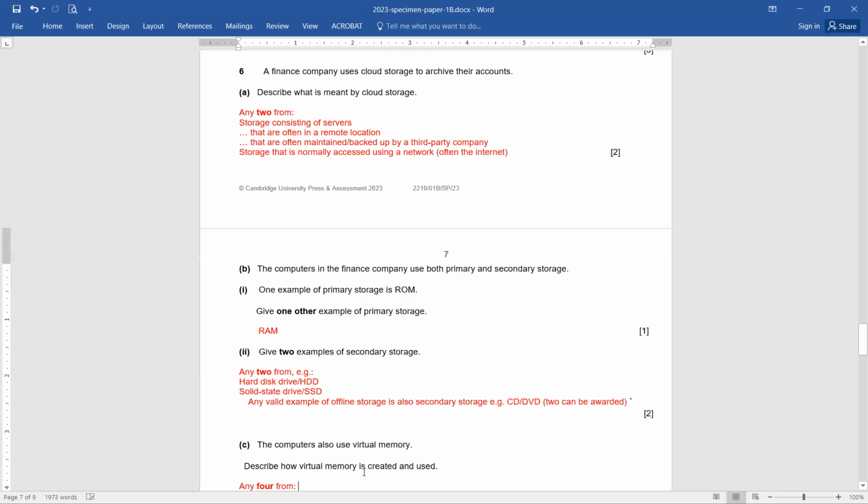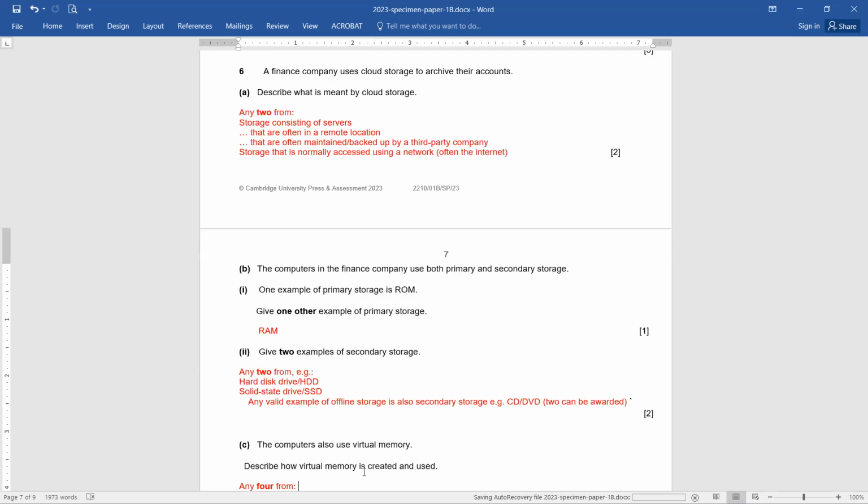Give 2 examples of secondary storage. Now, if you recall secondary storage, the examples are hard disk drive, or HDD in short, and solid state drive, or SSD in short. And if the student has written these two, perfectly okay. But in case a student has written any other valid answer, like a CD or a DVD, or a Blu-ray disc, or any other that comes to his mind, then he will be able to score 2 out of 2 very easily.